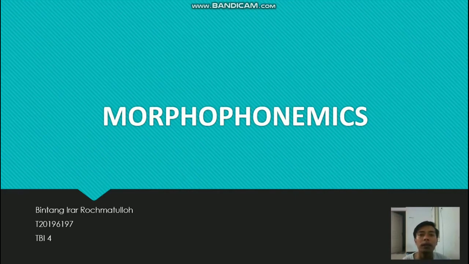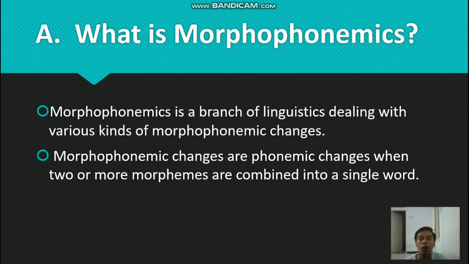T2090-6187. I'm from TBI. Here, I will tell you about morphophonemics for the English phonetics assignment. And what is morphophonemics? Morphophonemics is a branch of linguistics dealing with various kinds of morphophonemic change. And morphophonemic changes are phonemic changes when two or more morphemes are combined into a single word.